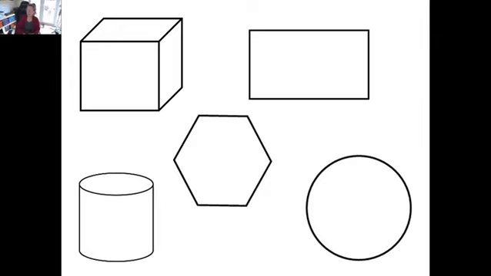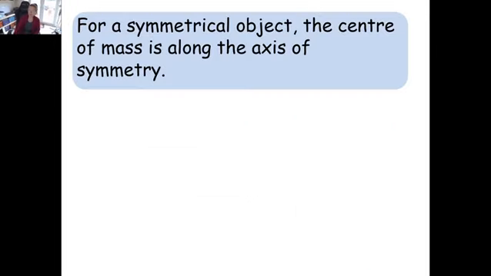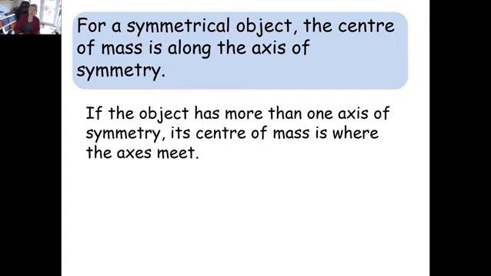Well, for these objects it's quite straightforward. The centre of mass is going to be in the centre of each of those regular shaped objects. And we say for a symmetrical object, the centre of mass is along the axis of symmetry. And if the object has more than one axis of symmetry, then its centre of mass is where they all meet.